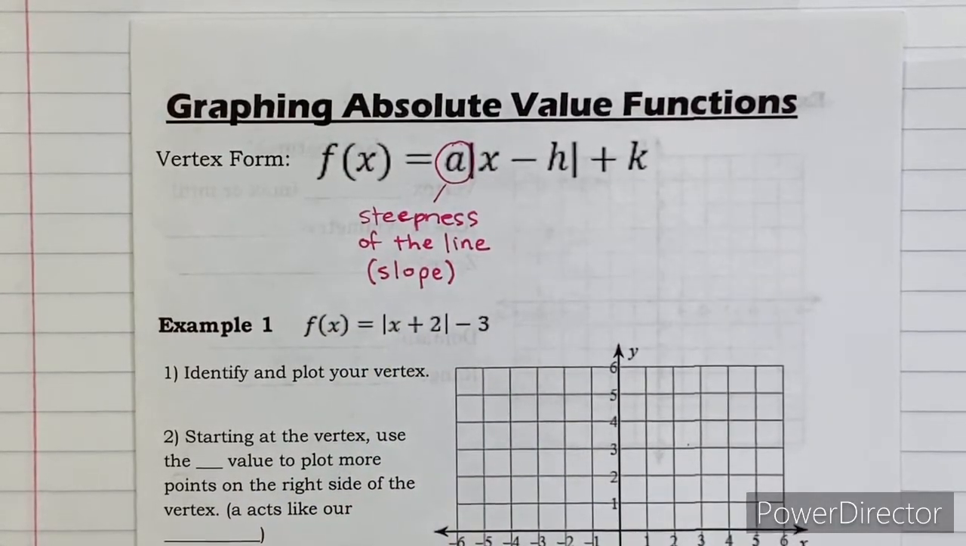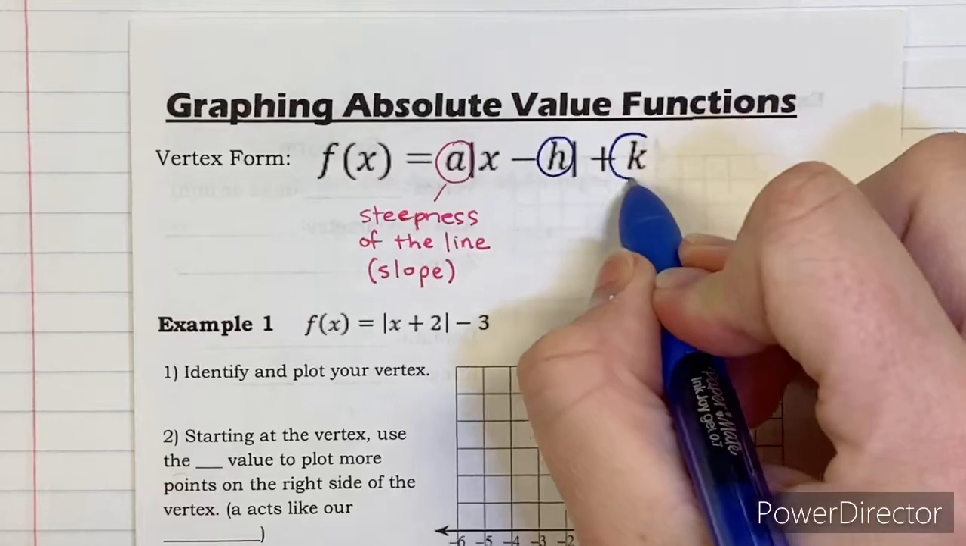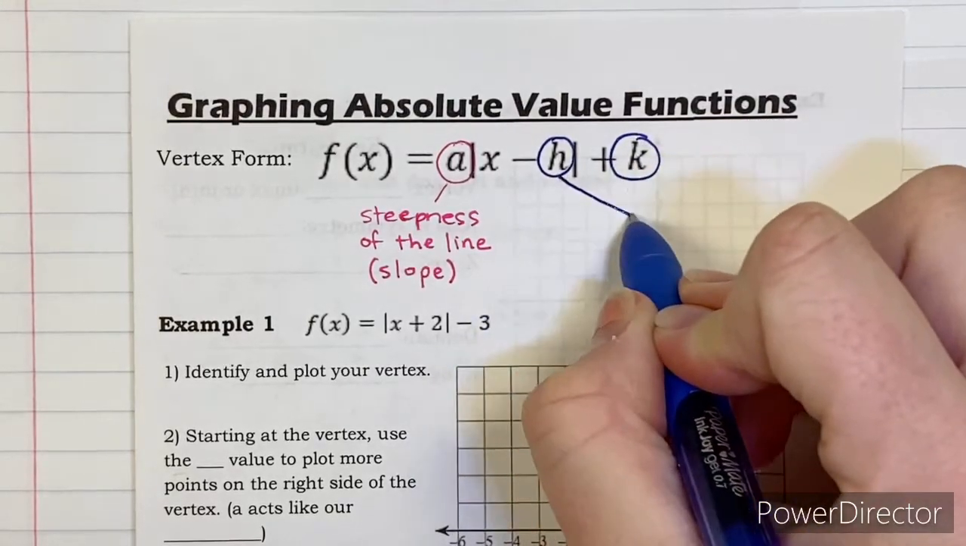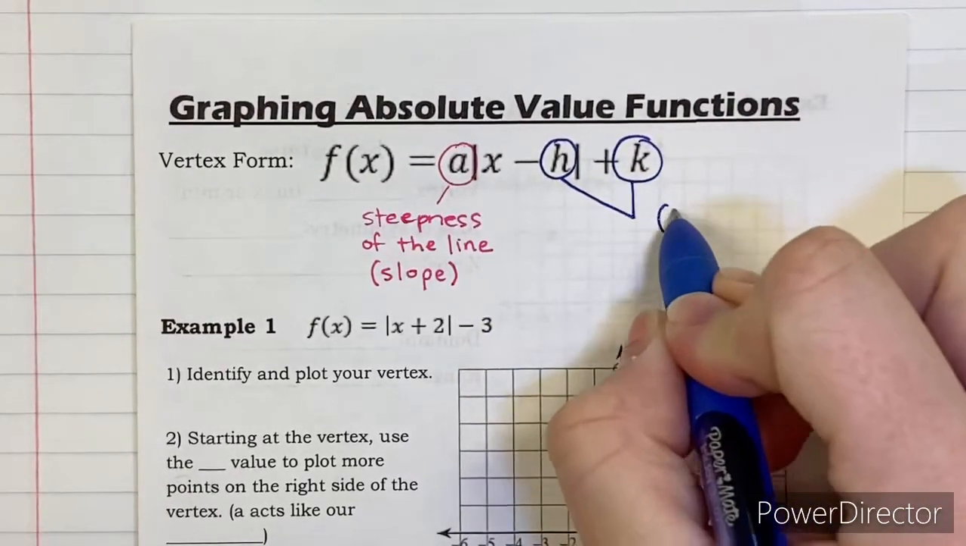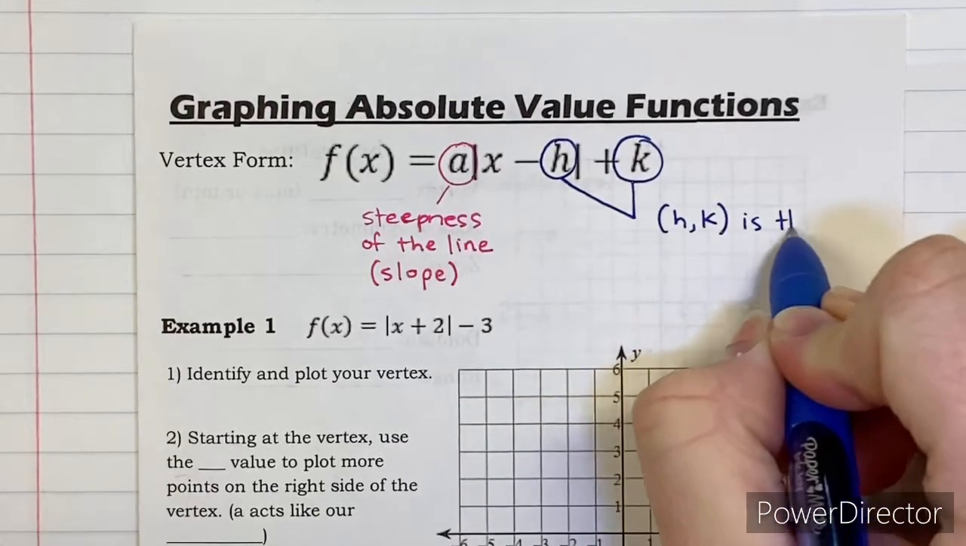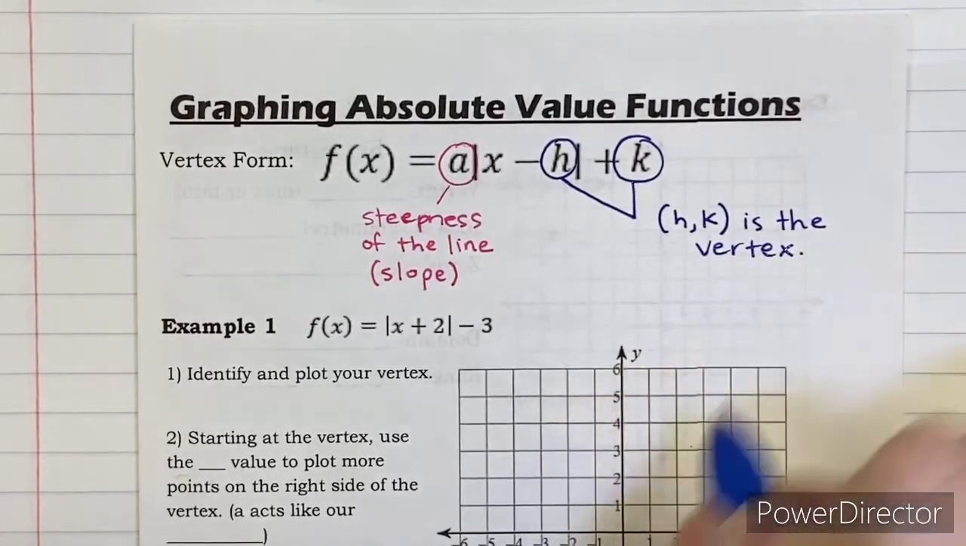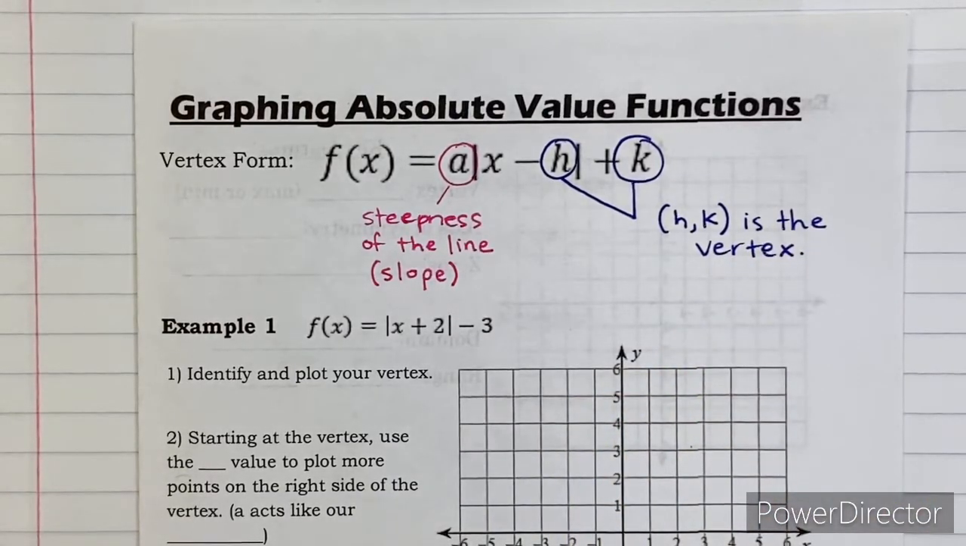Okay? The next two that I want to talk about, and we're going to do them together, is this H and this K. These two together make your vertex. HK is the vertex. So we can actually get the vertex without even looking at the graph. All we would need is the equation.